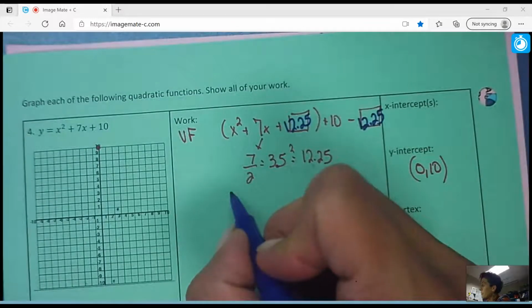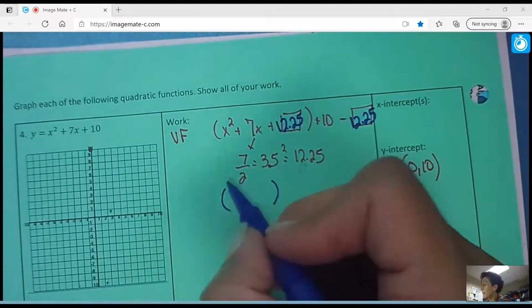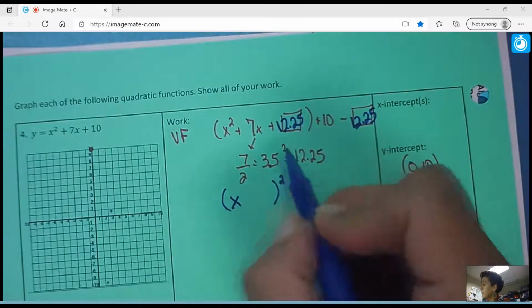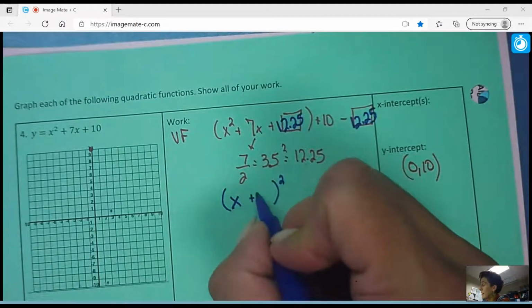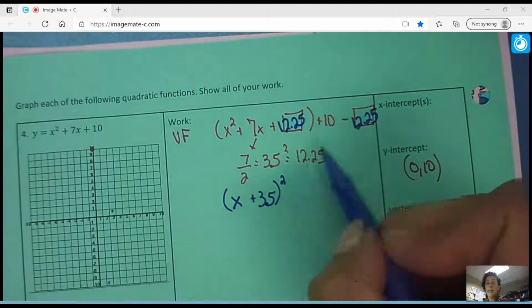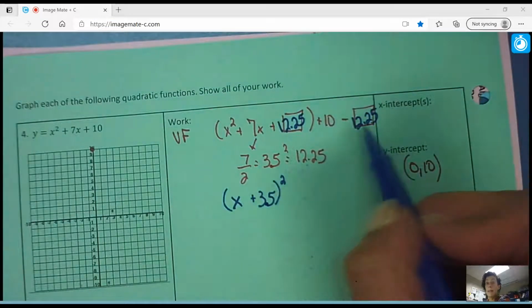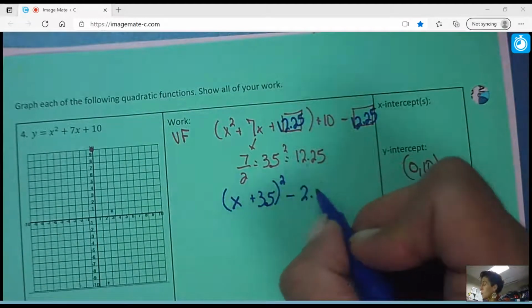And now for vertex form, there's no number in front. You can put that invisible 1 if you want, and x with this squared. And in front of this squared will be the number that's in front of that squared, and that's a positive 3.5. And now, to get the number outside, I'll do 10 take away this 12.25, which gives me, with the calculator probably, a negative 0.25.